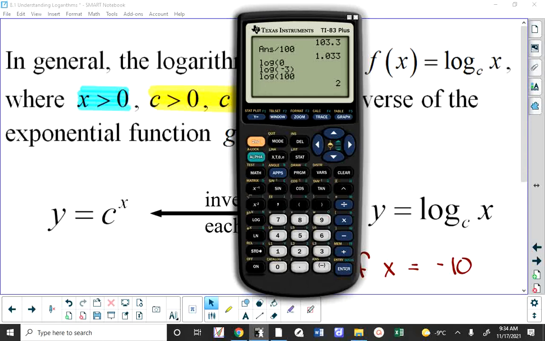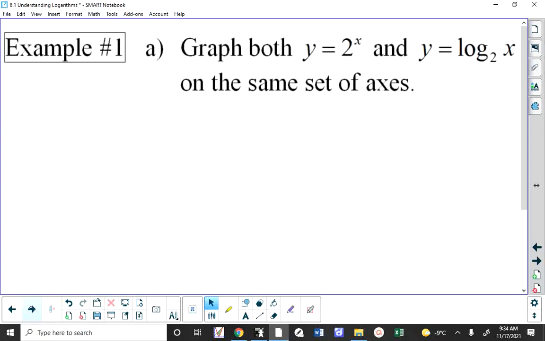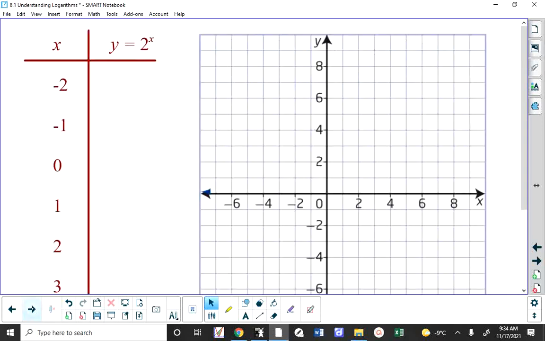Don't worry about why it's 2, but at the end of the lesson you should know why it's 2. All right, so just a reminder here that your textbook uses C for the base, but we tend to use B on the formula sheet. Let's graph y equals 2 to the x and y equals log base 2 of x on the same set of axes. How are we going to do that?